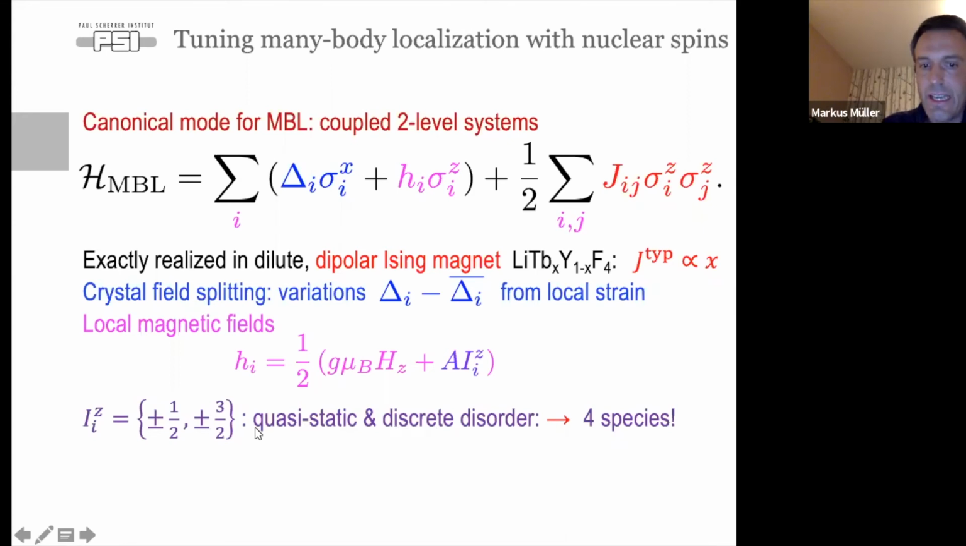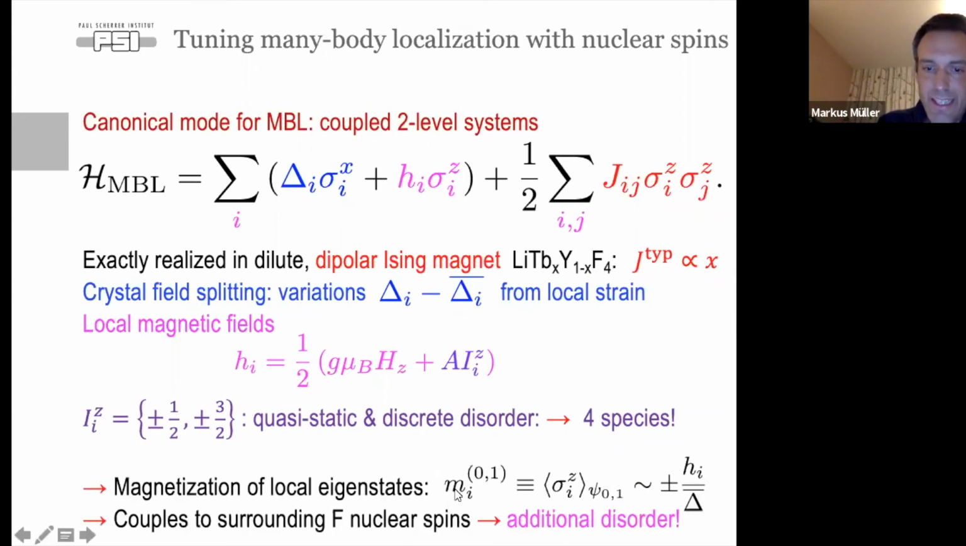And so it's a quasi-static discrete disorder, and it defines 4 species of atoms that sit in your material. What is now interesting is that the magnetization of the local eigenstates of just this term here is proportional to this field here, divided by the crystal field splitting, and since the crystal field splitting is small, this is appreciable. But the important thing is that if Hi, this combination here, is 0, then you have 0 magnetization. And this magnetization is important because that couples to surrounding nuclear spins like from the fluorines, and that controls how much disorder these local degrees of freedom see.